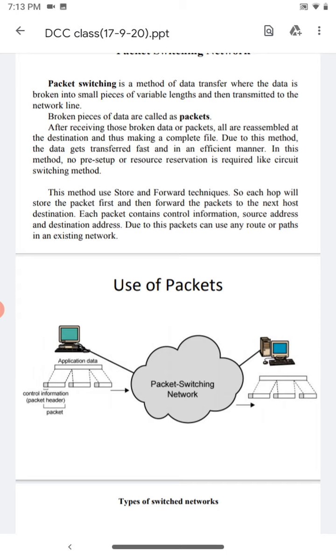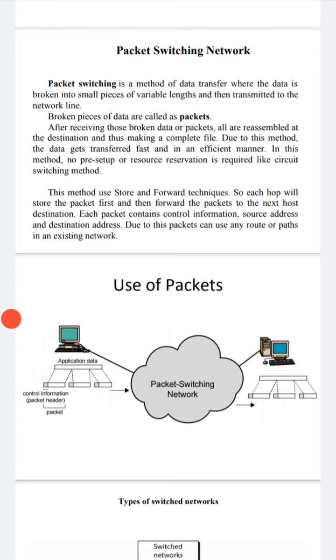Because in the circuit switch network, there are three phases. The first one is the setup phase, where the link will be established. The second phase is data transfer. The third phase, after transferring the data, is disconnect. But here in the packet switching network, there is no pre-setup or resource reservation.